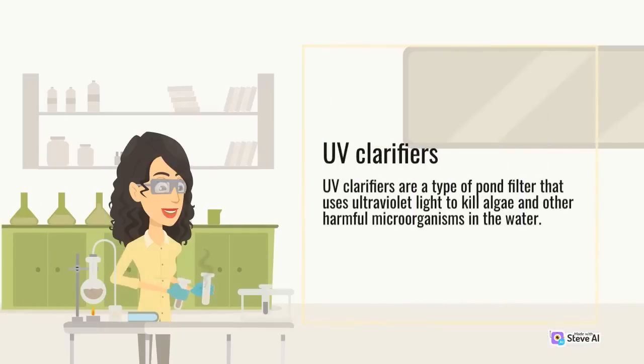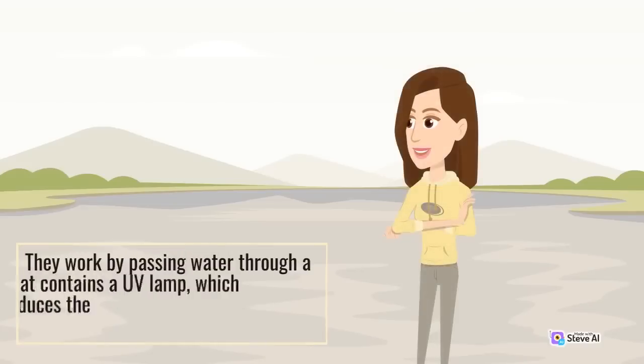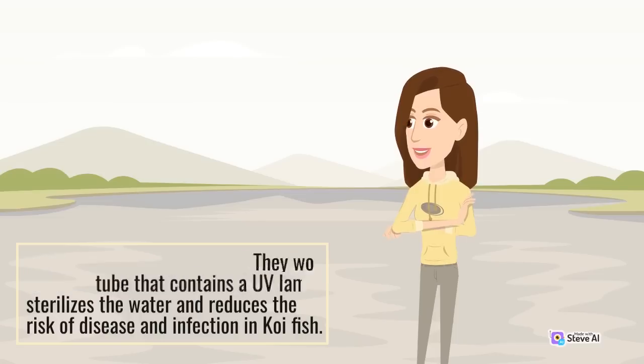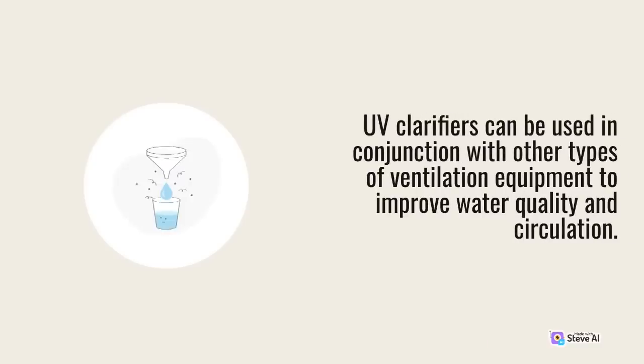UV clarifiers. UV clarifiers are a type of pond filter that uses ultraviolet light to kill algae and other harmful microorganisms in the water. They work by passing water through a tube that contains a UV lamp, which sterilizes the water and reduces the risk of disease and infection in koi fish. UV clarifiers can be used in conjunction with other types of ventilation equipment to improve water quality and circulation.